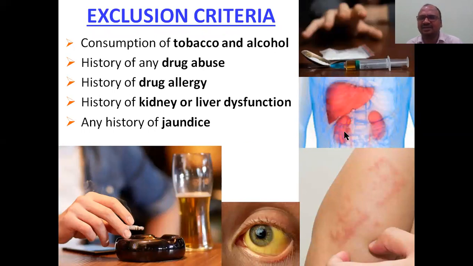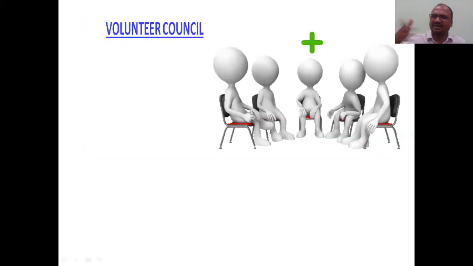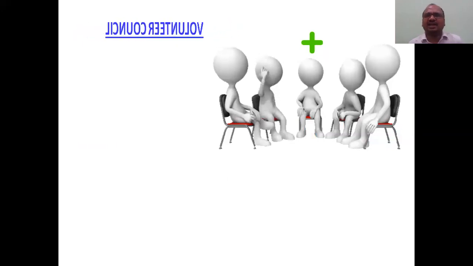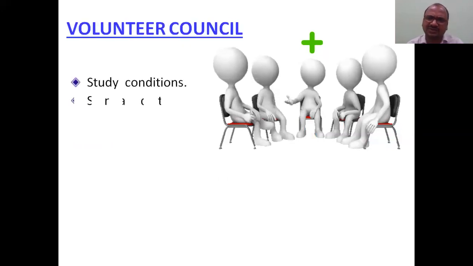See, this is the liver, and these are the kidneys. If they are not working, the drug is not properly metabolized and not excreted properly. So if there is failure, don't select them. Any history of jaundice, you eliminate them. And volunteer counseling, definitely you have to counsel them.